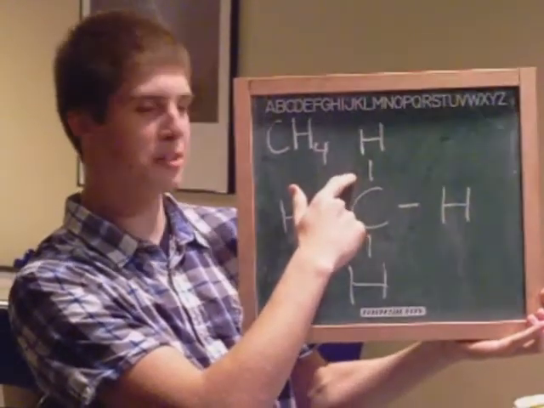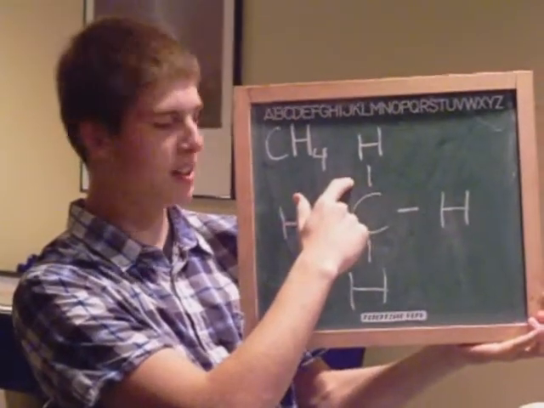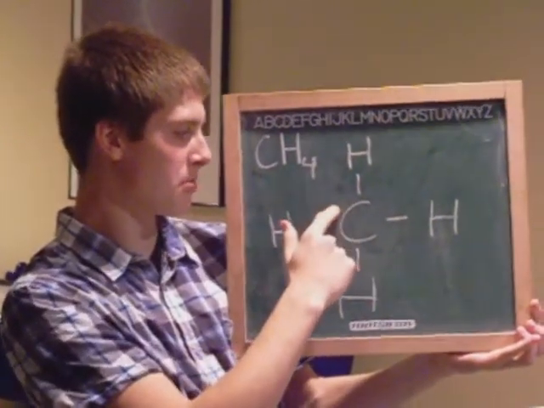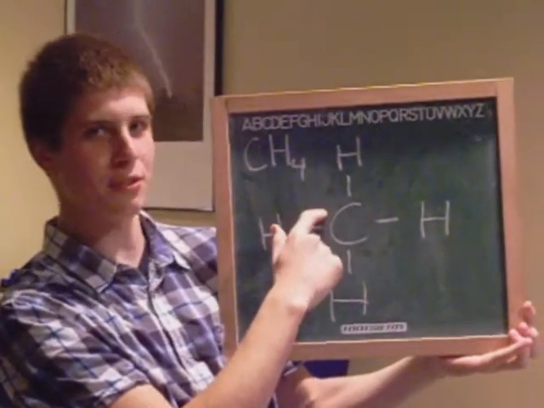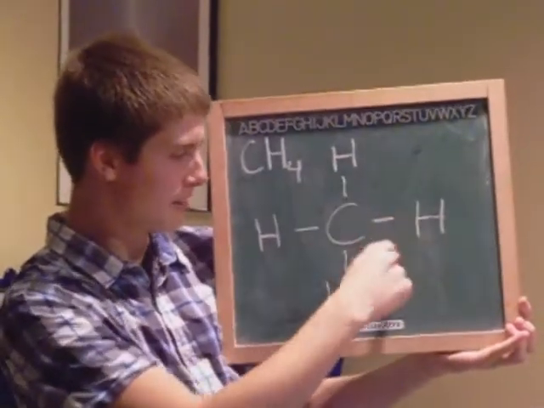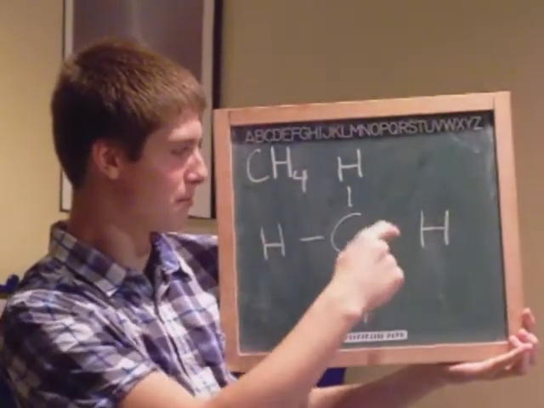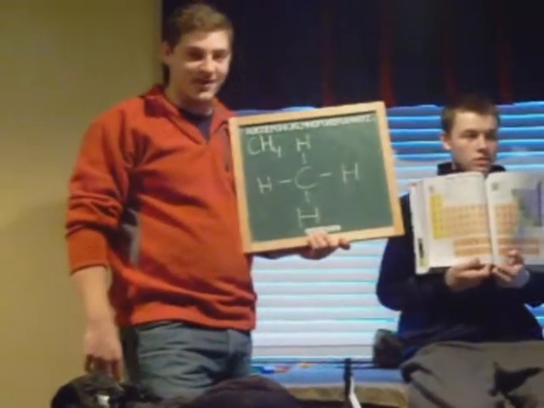The bonds represent 2 atoms that are shared between the hydrogen and the carbon. Since carbon only has 4 and hydrogen only has 1, each of them turn out perfectly. Electrons.